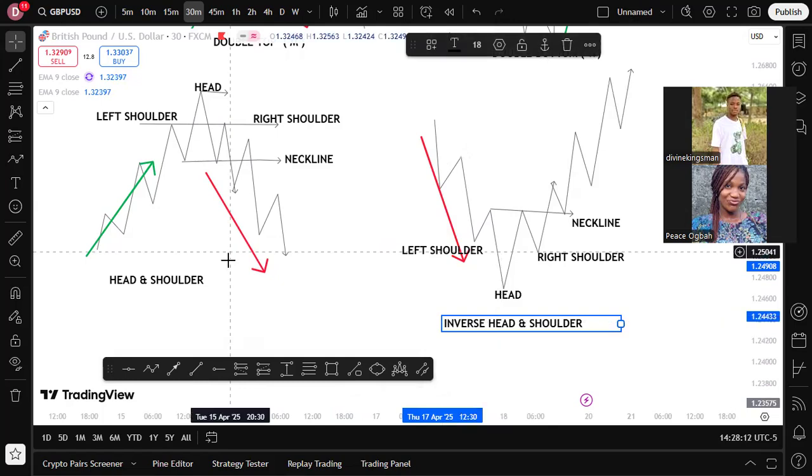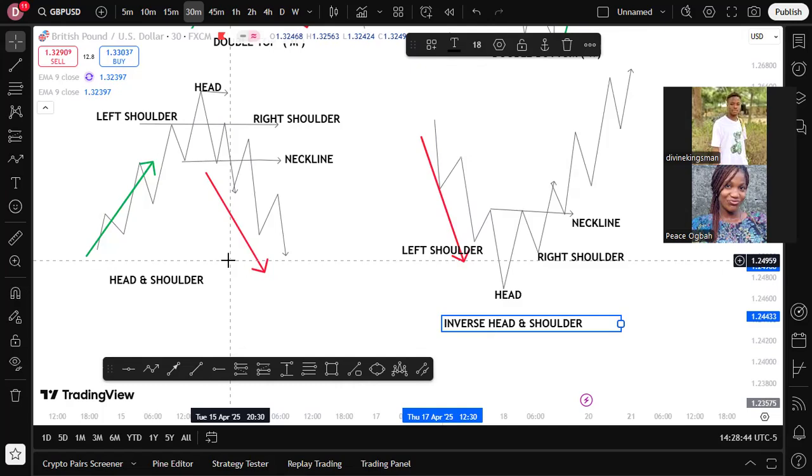The head and shoulder is a bearish reversal pattern whenever it occurs at the top of an uptrend, while the inverse head and shoulder is a bullish reversal pattern that occurs at the bottom of a downtrend. So it signifies that a bullish reversal is about to happen in the market. For a head and shoulder pattern at the top of an uptrend, it signifies that the trend is about to change from going up to going down. So it's a bearish reversal pattern.